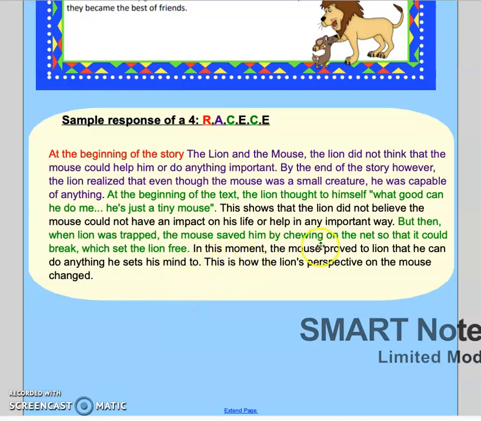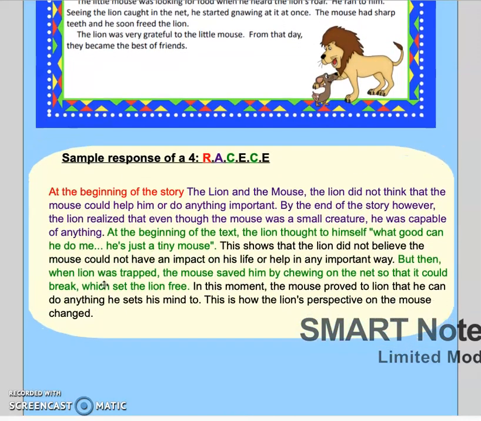You can do either one, whatever you feel is right for you, as long as it's from the text. In this moment, the mouse proved to Lion that he can do anything he sets his mind to. This is all explanation in my own words. This is how the lion's perspective on the mouse changed. So you see, this is a response of a 4.